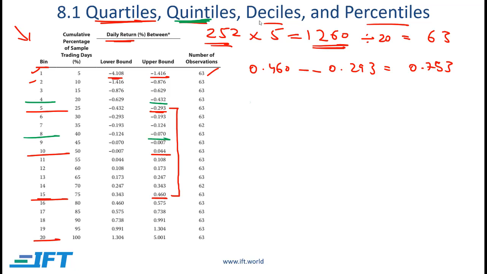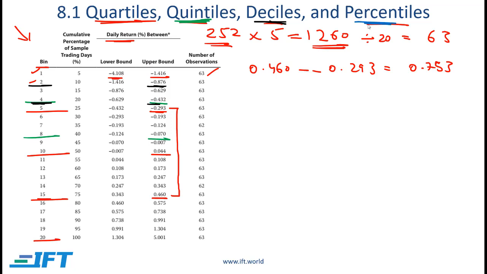For deciles, I'll use black. So deciles means that we split this into 10 parts. With 20 bins, the first decile would be bin 1 and bin 2. So the first decile would correspond to minus 0.876. The second decile would correspond to minus 0.432, and so on.